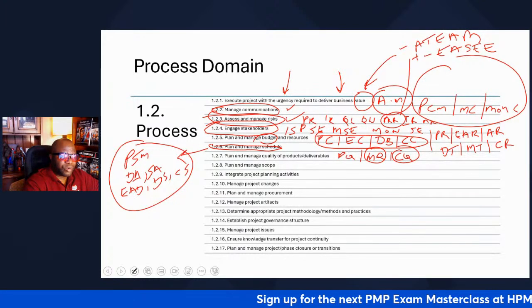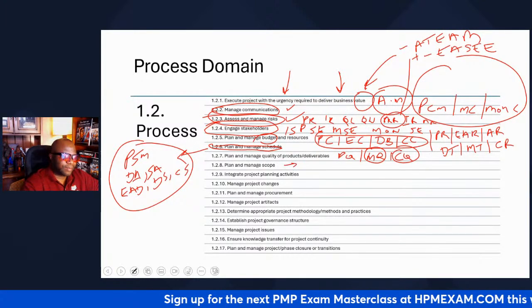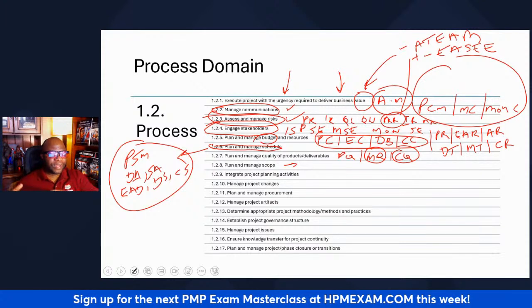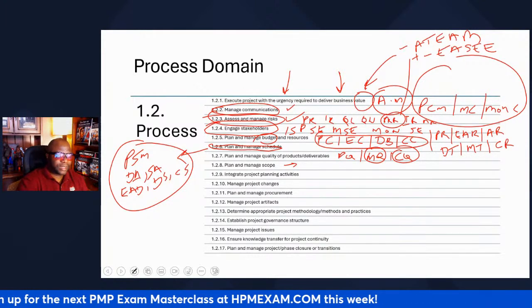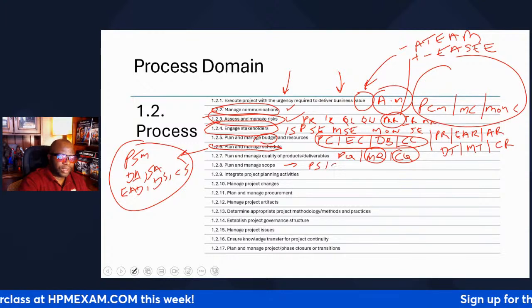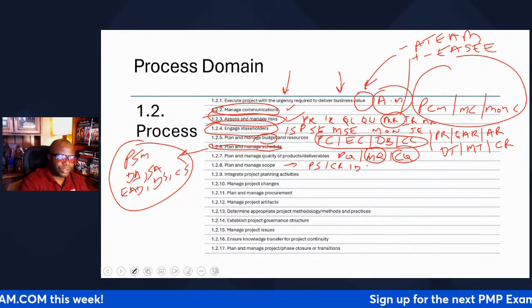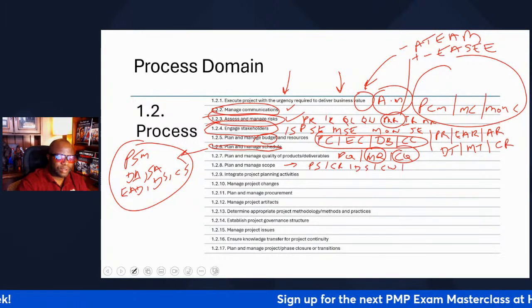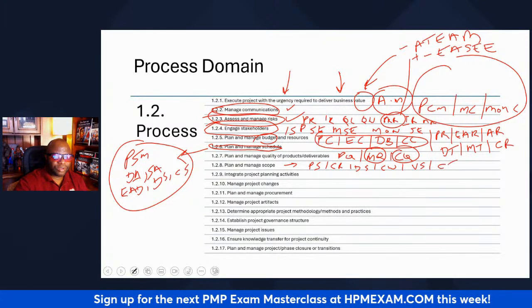Number 1.2.8, manage scope. We have 6 things we do here from a more predictive world. And the 6 things are: we plan scope management, we collect requirements, we define scope, we create the WBS, we validate scope, that's our customer doing the inspection, and then we control scope.